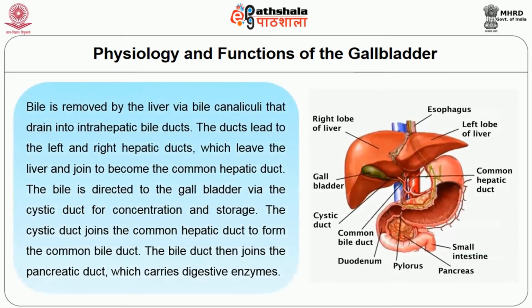Bile is removed by the liver via bile canaliculi that drain into intrahepatic bile ducts. The ducts lead to the left and right hepatic ducts, which leave the liver and then join to become the common hepatic duct. The bile is directed to the gallbladder via the cystic duct for concentration and storage. The cystic duct joins the common hepatic duct to form the common bile duct. The bile duct then joins the pancreatic duct, which carries digestive enzymes.